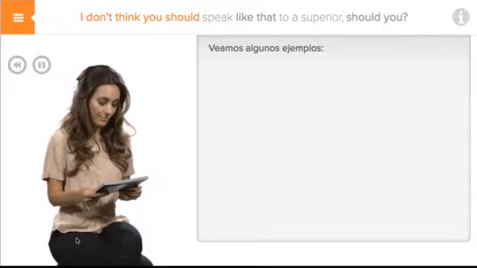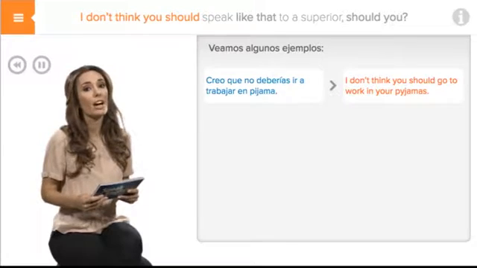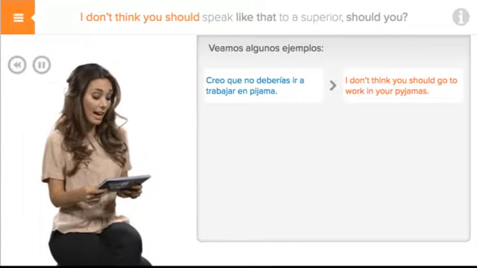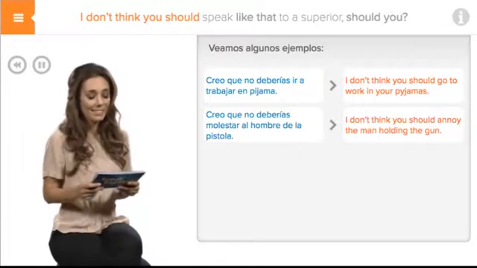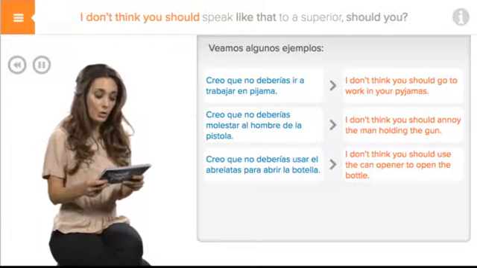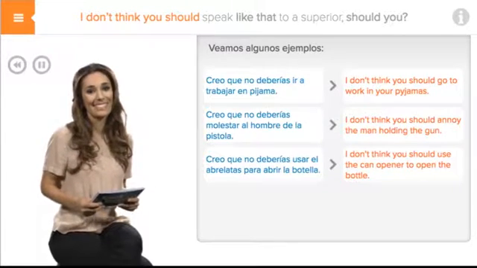Veamos tres ejemplos. I don't think you should go to work in your pajamas. I don't think you should annoy the man holding the gun. I don't think you should use the can opener to open the bottle.